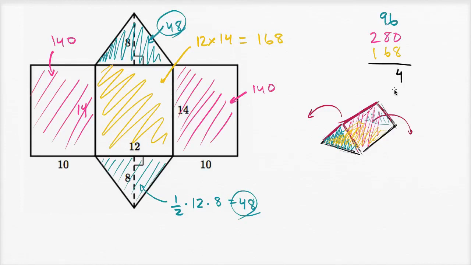Regroup the 1 to the tens place, so it's now 11. So 1 plus 9 is 10, plus 8 is 18, plus 6 is 24. And then you have 2 plus 2 plus 1 is 5. So the surface area of this figure is 544 square units.